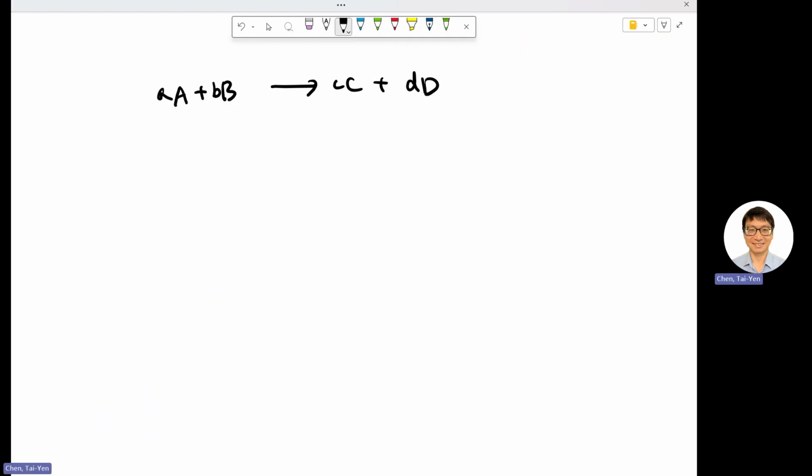Then you wait. You cook it. You heat up the solution for a couple of hours. Then you remeasure the amount of A, B, C, and D, and use those amounts and the equation to calculate your equilibrium constant. Everybody follow what I say?